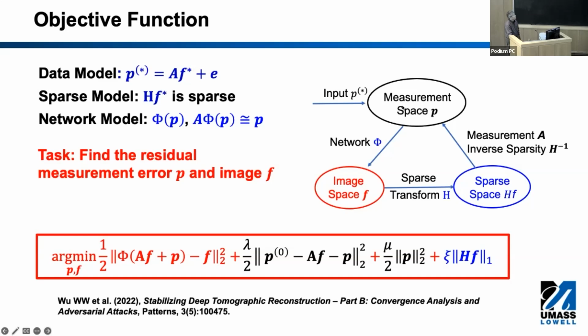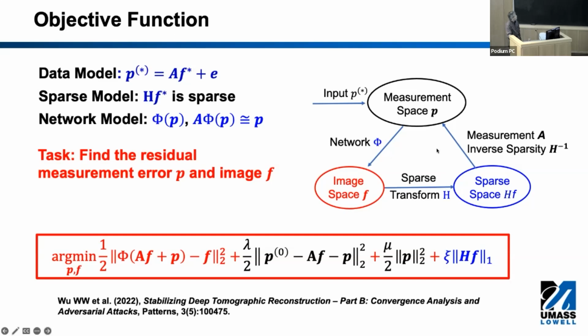In the image space, we have F. From the measurement space to the image space, we can use the network fed. We have the sparse space of the image, so we can perform the sparse transform H. From the sparse space of the image, we can get the data measurement. So here we can perform the inverse sparse transform, then perform the measurement A, that is, a forward projection.